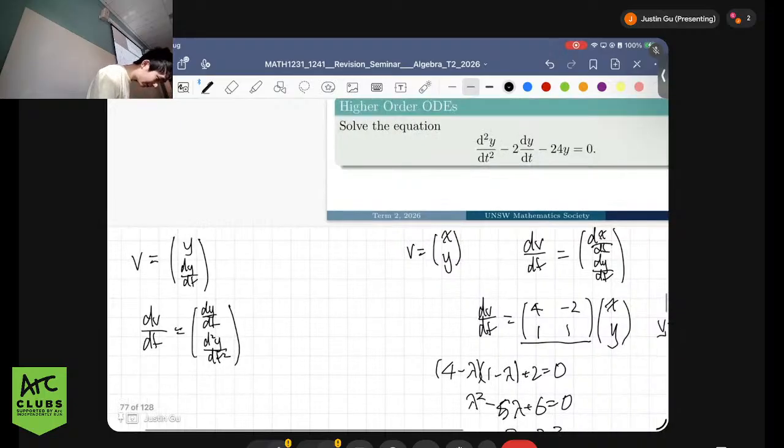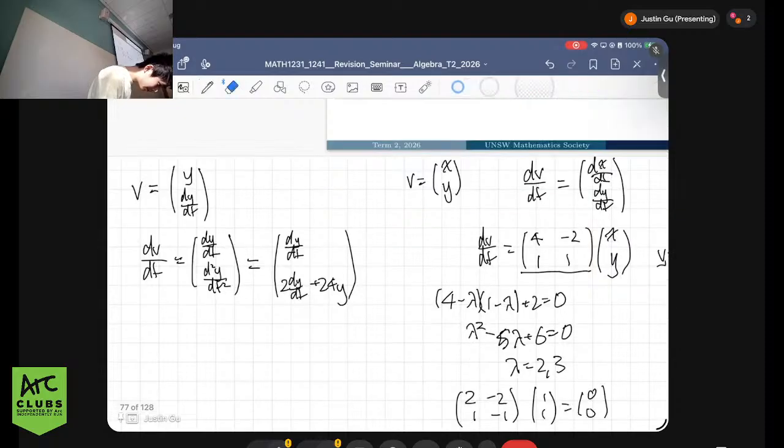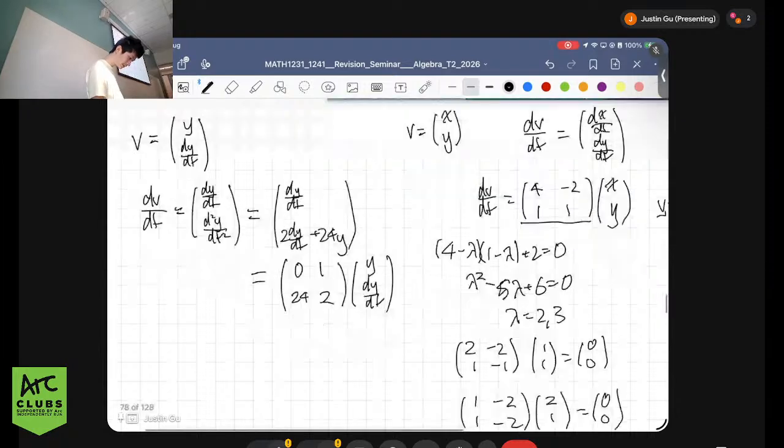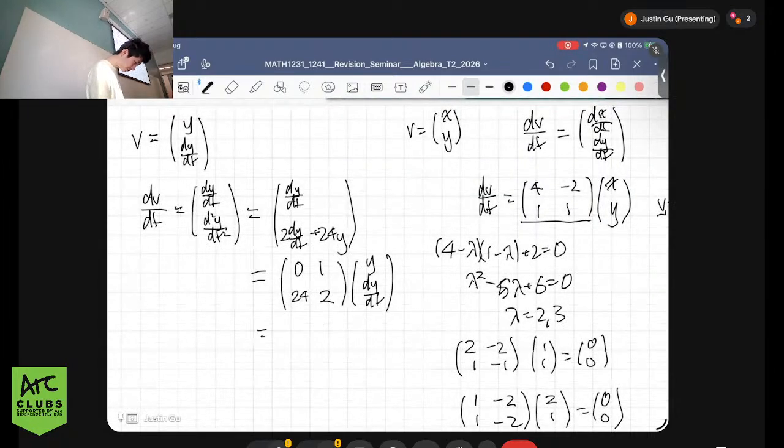Now, from the differential equation, we know that the second derivative of y is going to be equal to 2 times the first derivative plus 24 times y, right? What that means is that we can express this new vector as a matrix times the vector (y, dy/dt), just by having the matrix be [0, 1; 24, 2]. And so we get that the differential equation satisfies this form, right?